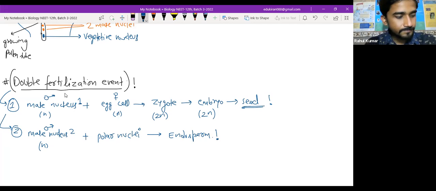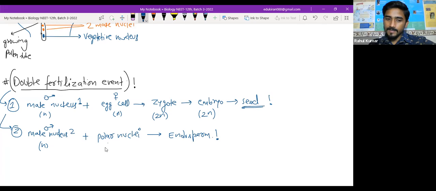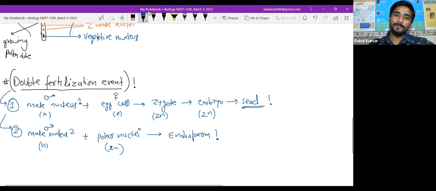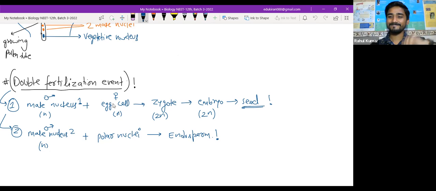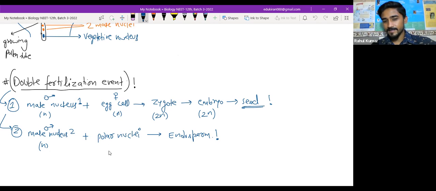Is it clear, everyone? Polar nuclei, does it have a ploidy? It has. I did not want to write it, but since you asked, it is diploid. So a male nucleus fuses with, it is not actually diploid. Let's not write any ploidy here. Let's wait for tomorrow, where I explain the embryo sac first. Okay. Then can you come back and tell us the ploidy? Yes, tomorrow I'll do that. That's why I'm leaving this place empty.